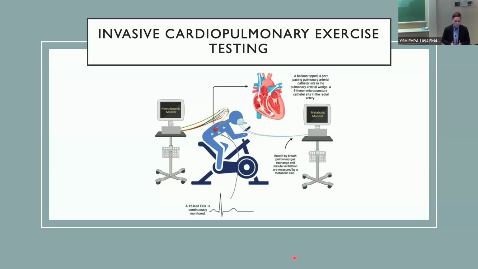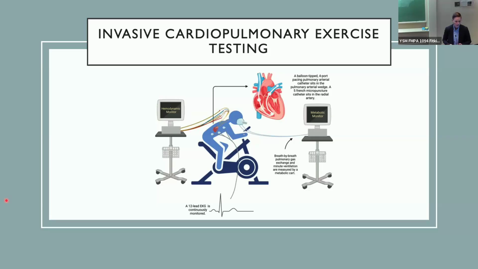And contraindications mirror those for standard cardiac stress testing with additional considerations related to catheter placement. The procedure is performed with a PA catheter inserted into the right internal jugular vein, and it's secured for stability. A radial arterial line is also placed for blood gas and oxygen saturation, which are essential for accurate Fick cardiac output calculations. And the patient is connected to a metabolic cart. Here we use an upright cycle ergometer with a ramp protocol to allow for continuous hemodynamic and gas exchange monitoring.